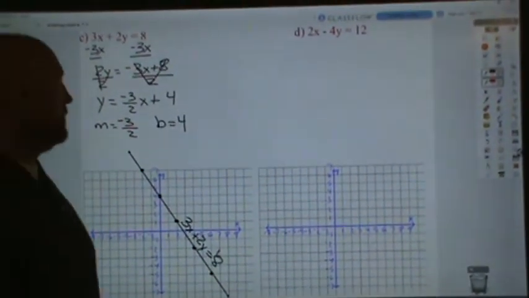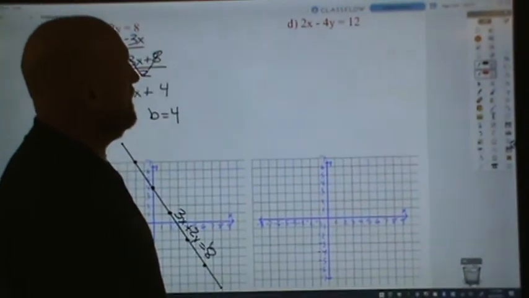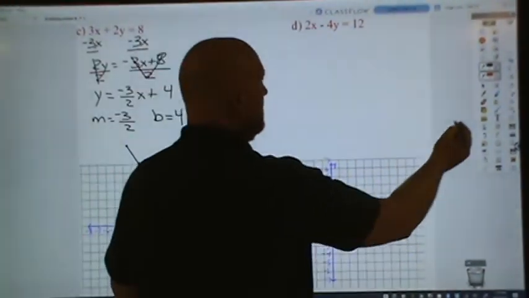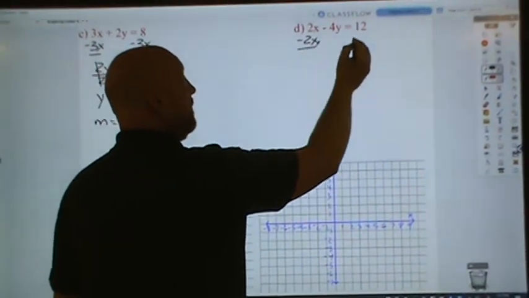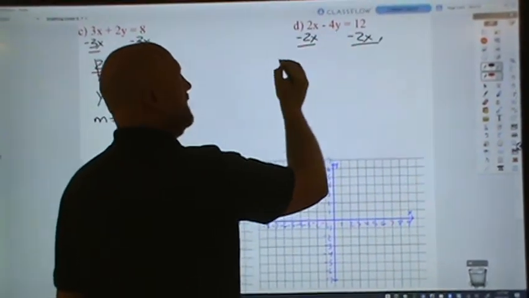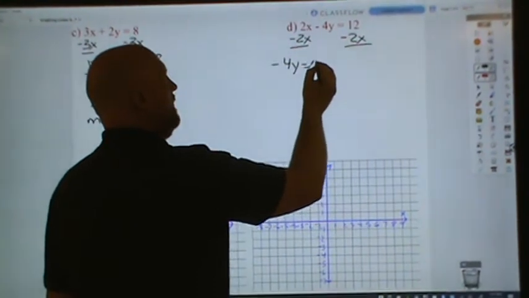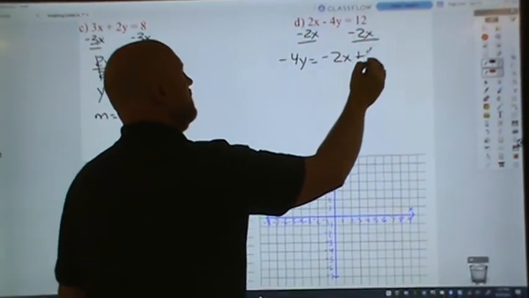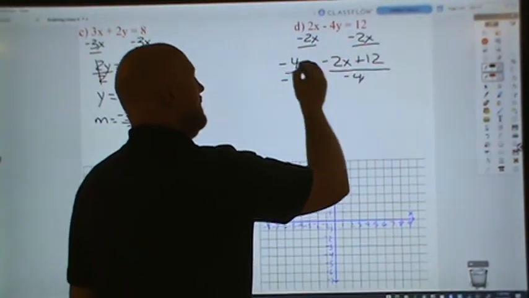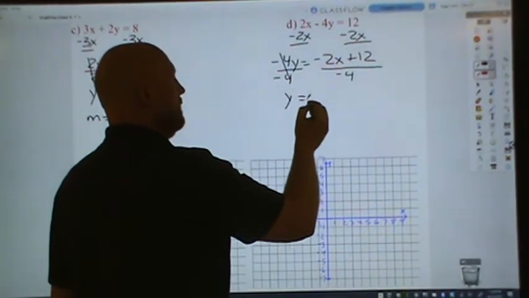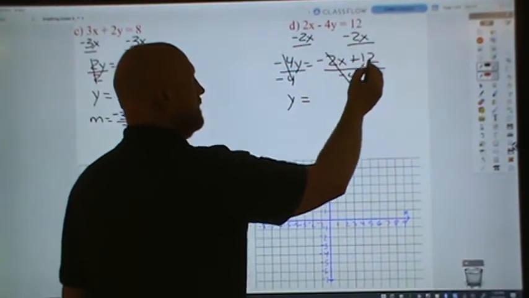So last one that I'm going to show you says 2x minus 4y equals 12. If I'm going to graph this, I want to get it in y equals mx plus b form. So the first thing I'm going to do is move this x term over. Subtract 2x from both sides to get negative 4y equals negative 2x plus 12. Then I'll divide by negative 4 on both sides. The negative 4's cancel, so I have y equals, over here I have to do a reduction.